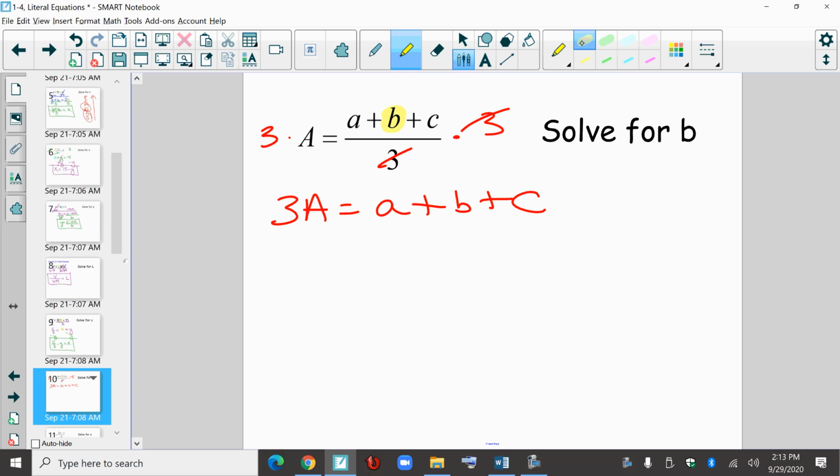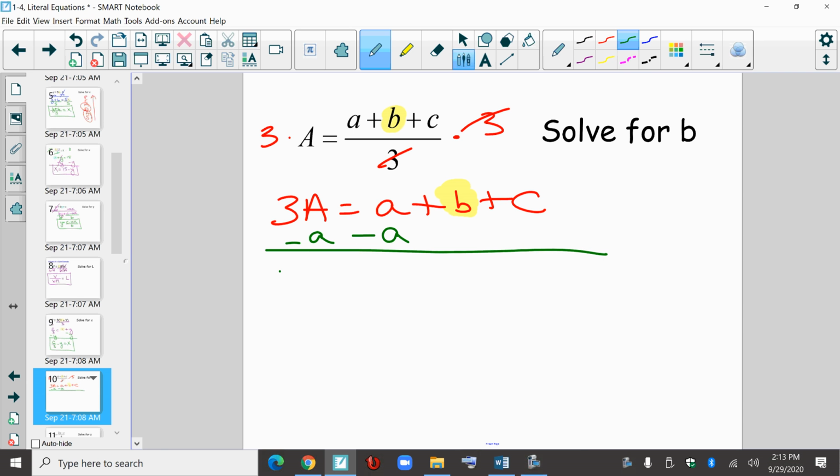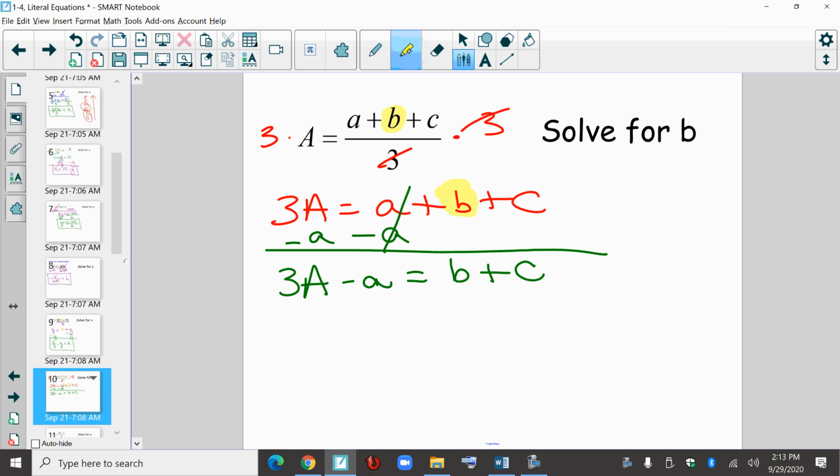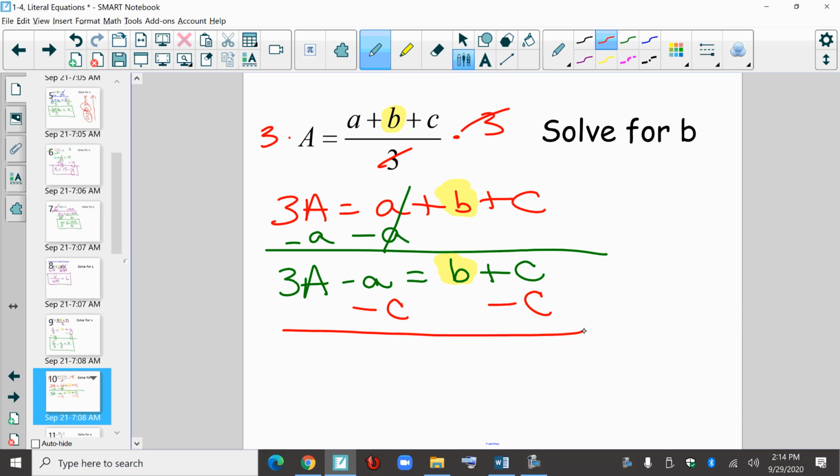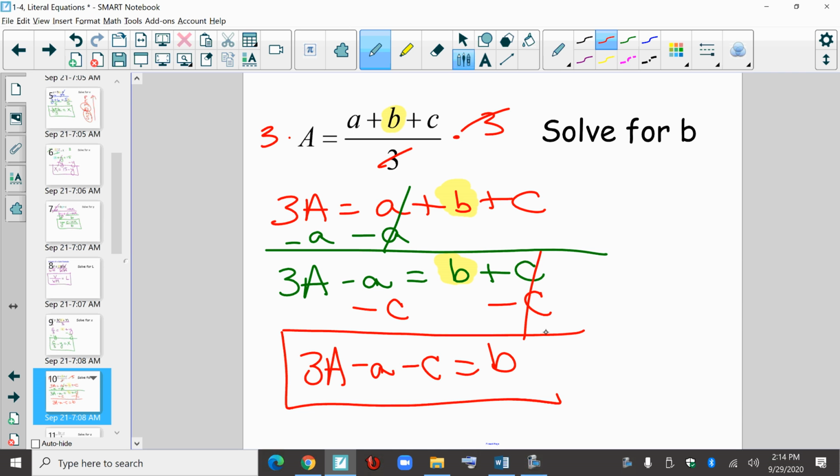Now remember, what letter am I solving for? I'm solving for B. So the very first thing I'm going to do is I'm going to get rid of the a. So I'm going to subtract a. So 3 capital A minus lowercase a is equal to B plus C. I'm still solving for B. So how do I get rid of that C? I'm going to subtract C from both sides. And I have 3 capital A minus little a minus C is equal to B, and the C's cancel out. And that is done.